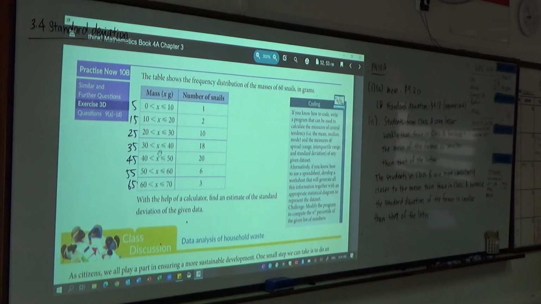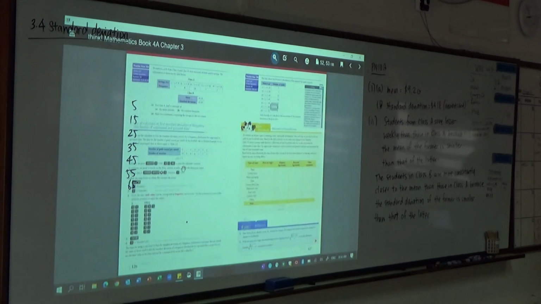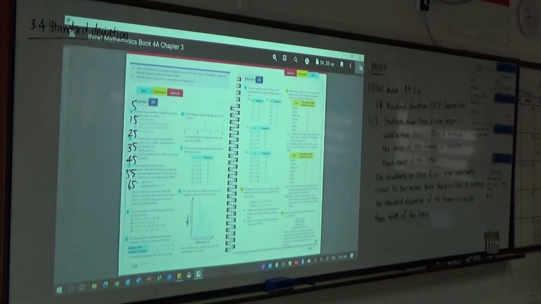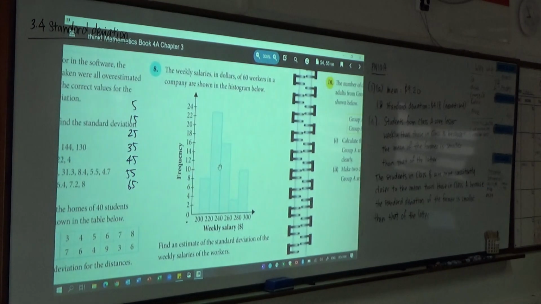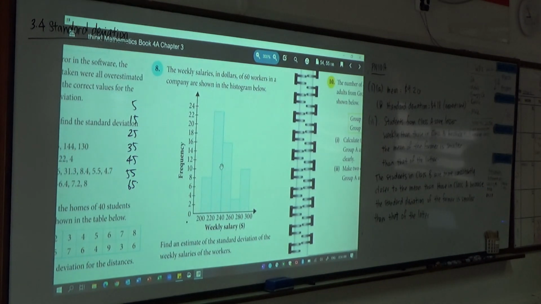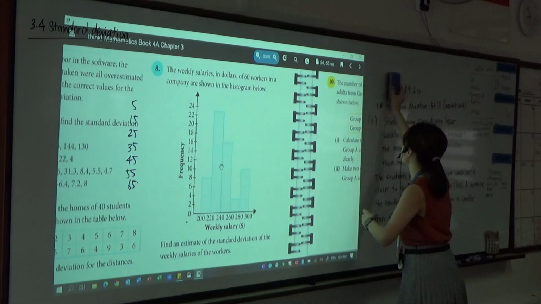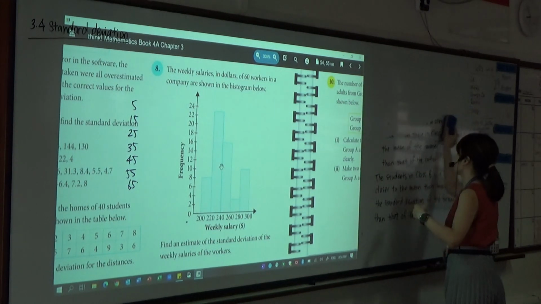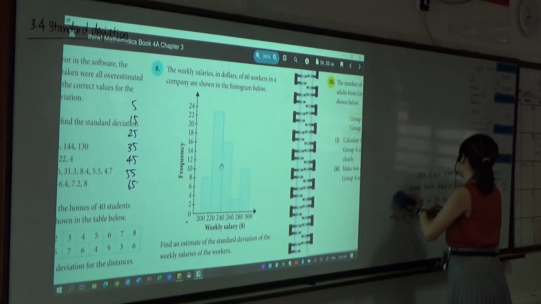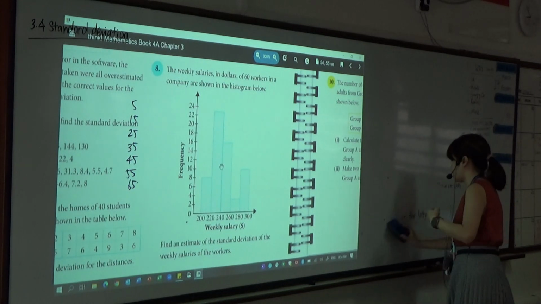So going to the last 2 questions. Exercise 3D. Oh no, I don't have much time. Okay, question 8. I just want us to know how to find standard deviation if we are given a histogram. There are many different kinds of histogram. A histogram is not a bar graph.